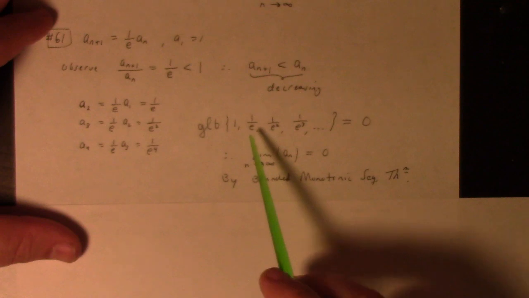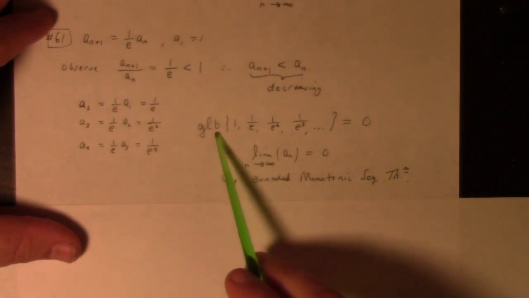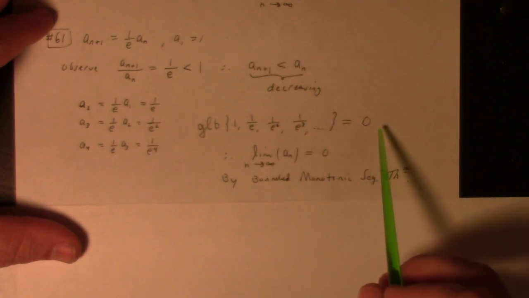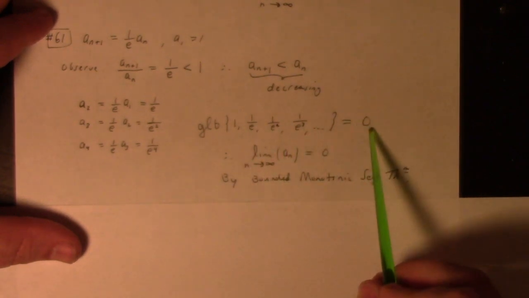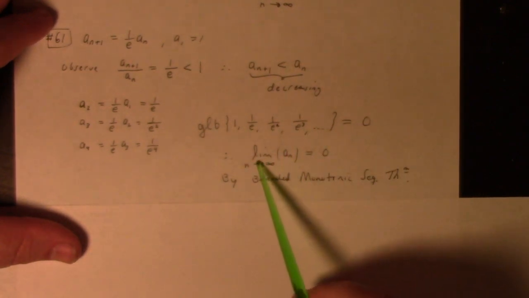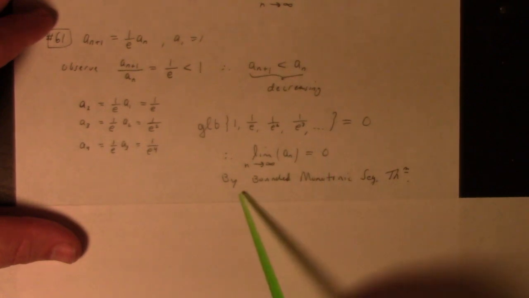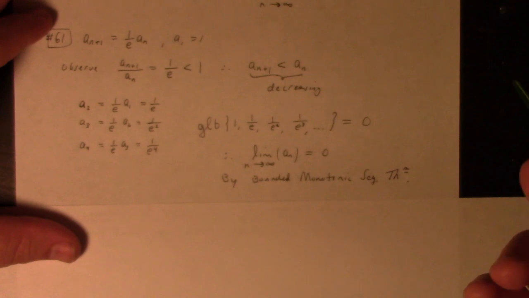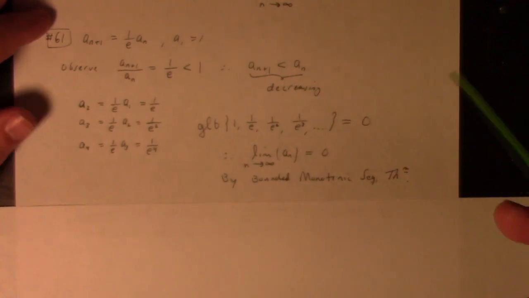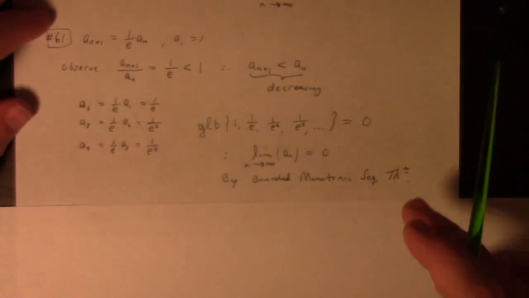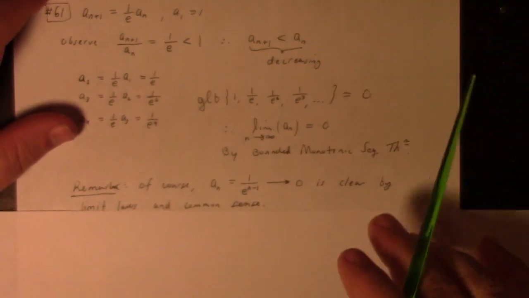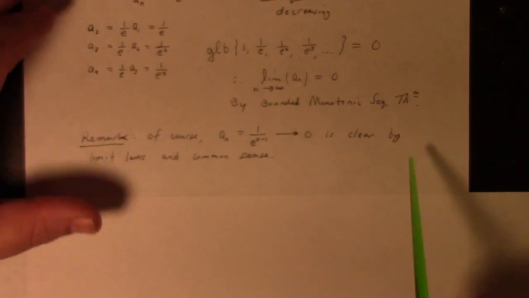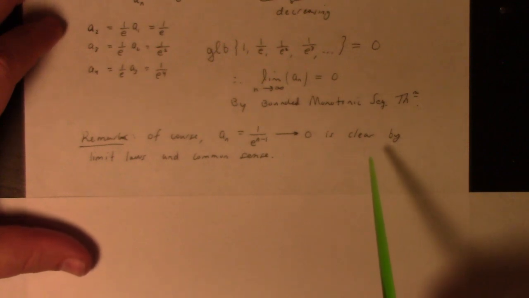And therefore, by the bounded monotonic sequence theorem, the greatest lower bound of the range of the sequence, which, by the way, is pretty clearly 0, right? That's the limit of the sequence. The limit as n goes to infinity of a_n is equal to 0 by the bounded monotonic sequence theorem. But I will admit, for number 61, much like number 64, you could pretty clearly see the formula is 1 over e to the n minus 1, and you can see that that goes to 0 by the usual limit laws and, well, common sense.